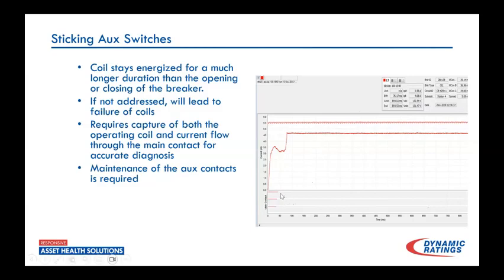If we go down here and look at our main contacts, we can see this breaker really opened up somewhere around 40 milliseconds, somewhere in that neighborhood was where the contacts actually came open. And so when you see this type of event, that auxiliary contact is staying shut.